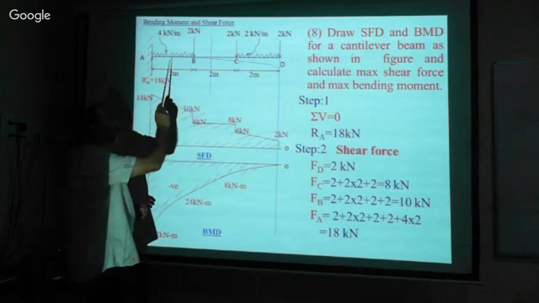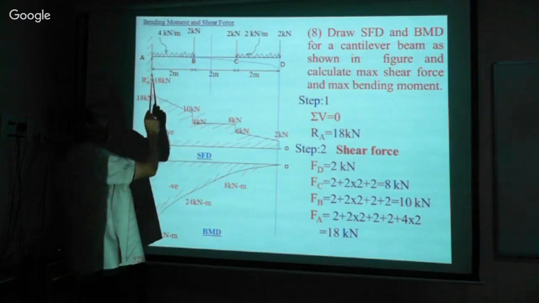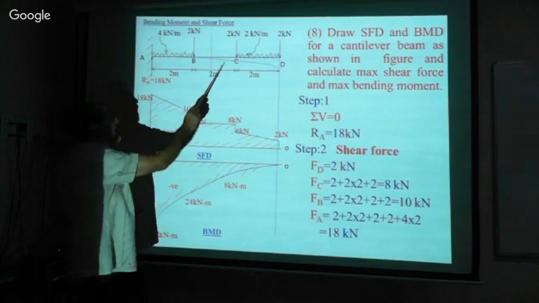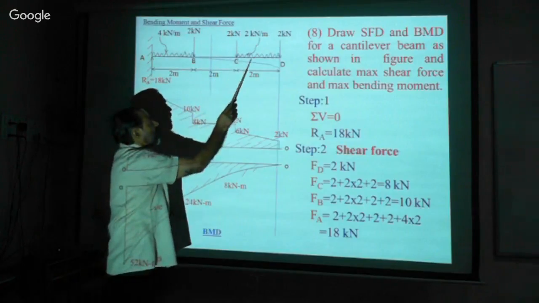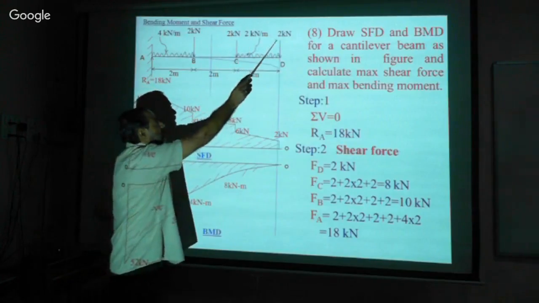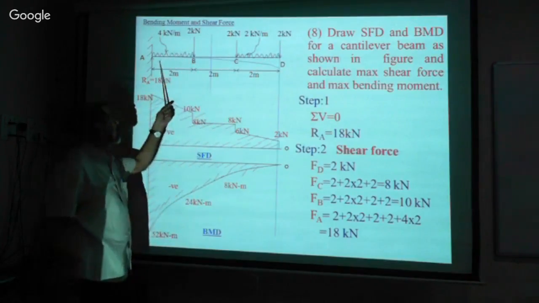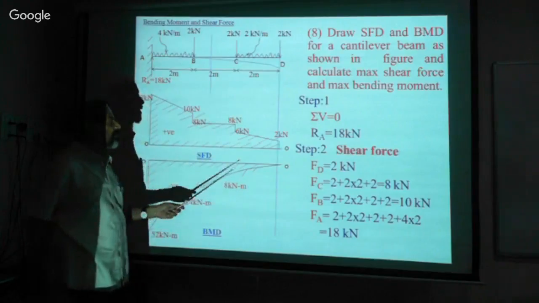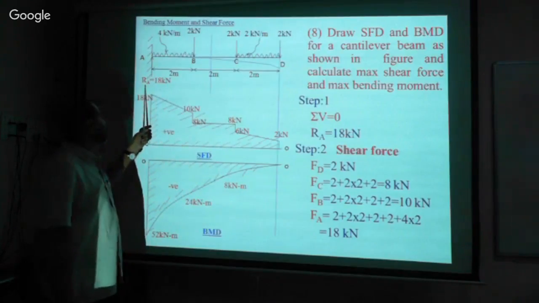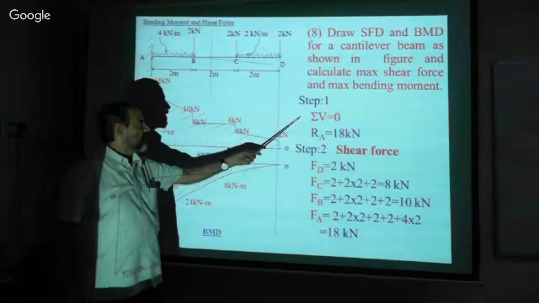Now this is 4 into 2, 8 kilonewton, plus 2 kilonewton, plus 2 kilonewton, plus 2 into 2, 4 kilonewton, and 2 kilonewton. There are 3 point loads and 2 UDLs acting downward. The total sum of the forces gives RA, since sigma V is equal to 0.